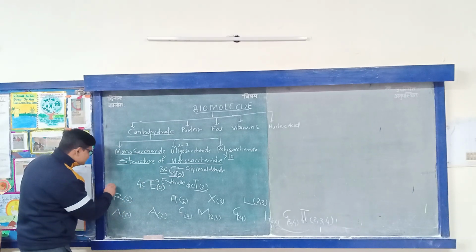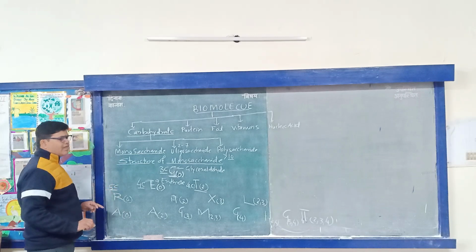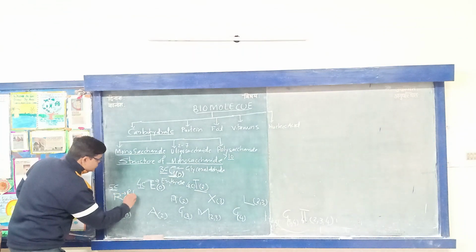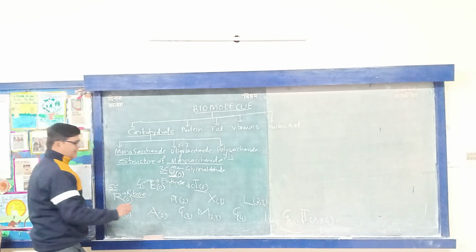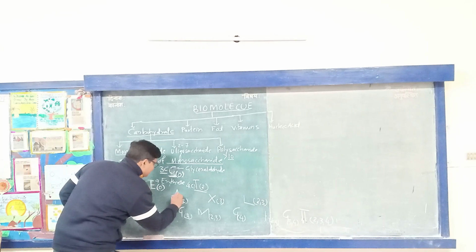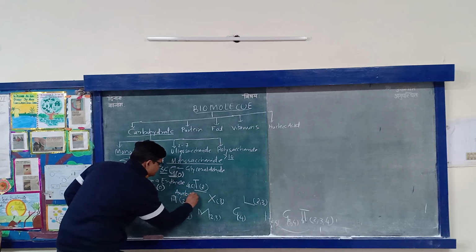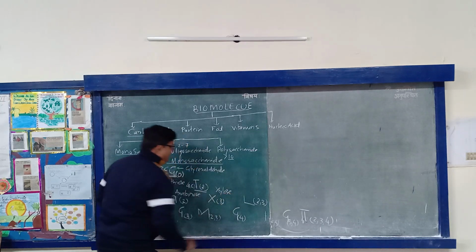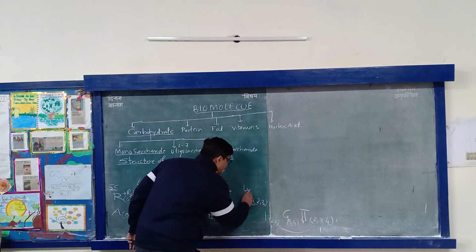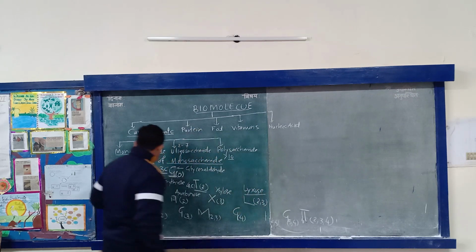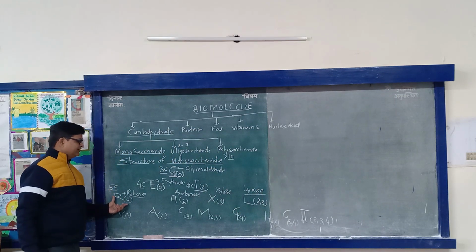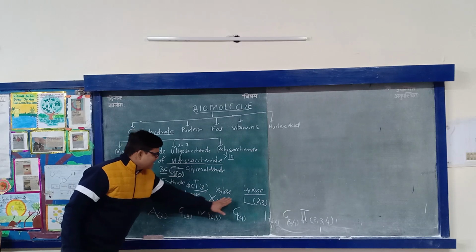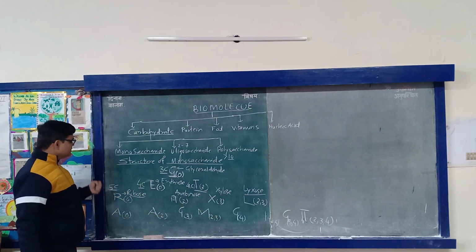The next category is the 5 carbon containing monosaccharides. R means ribose, A means arabinose, X means xylose, and L means lyxose. So these are all 5 carbon containing monosaccharides: R, A, X, L.